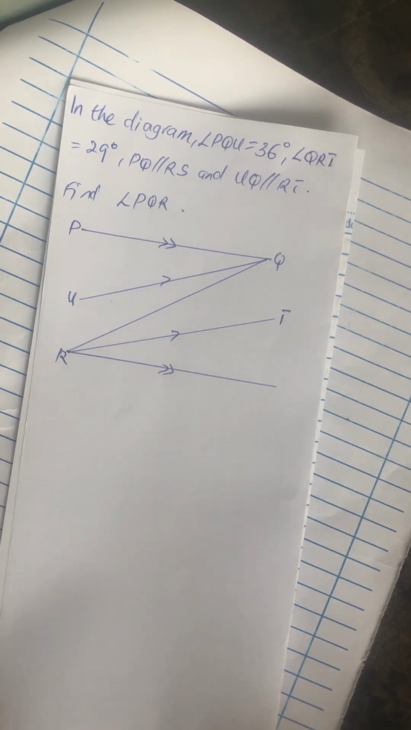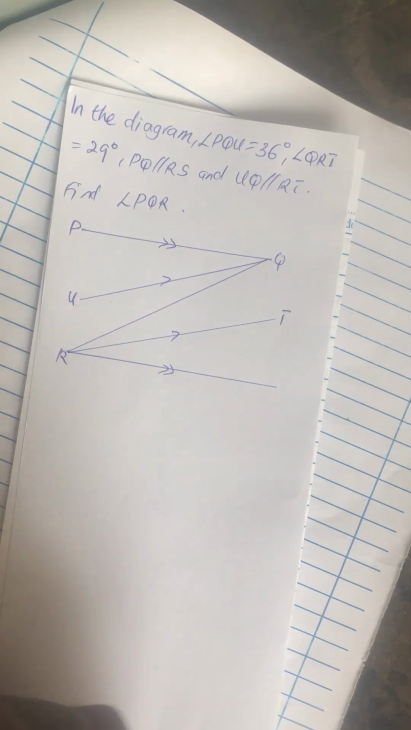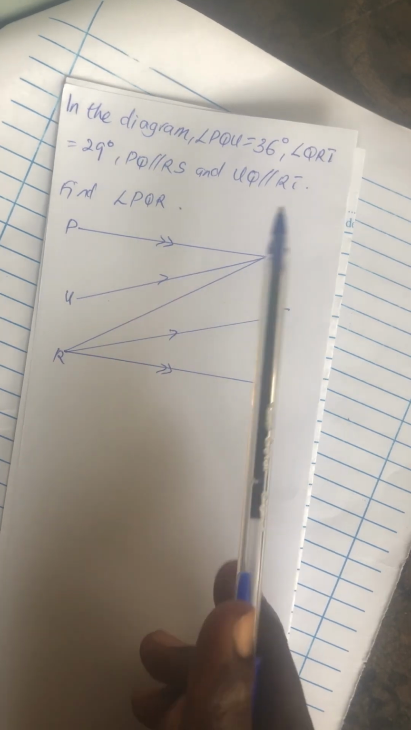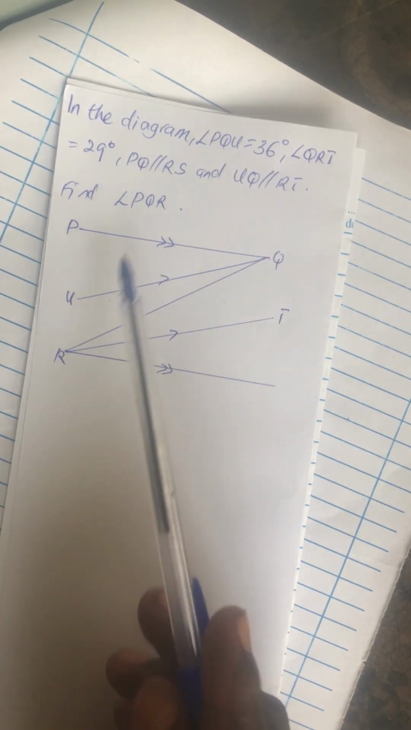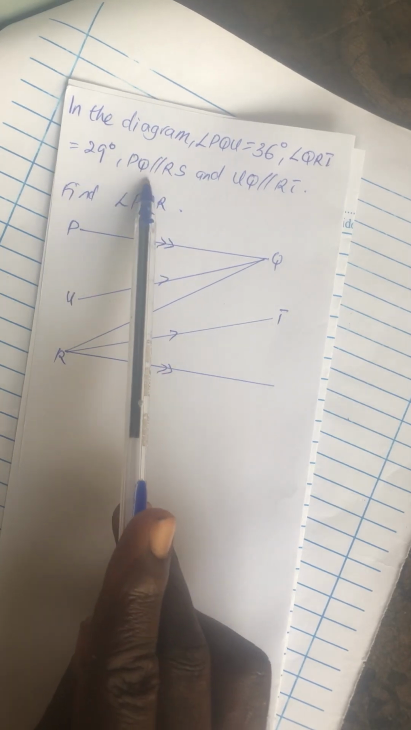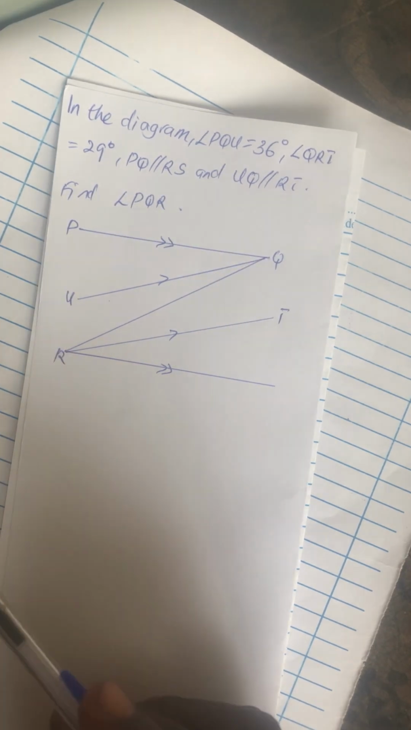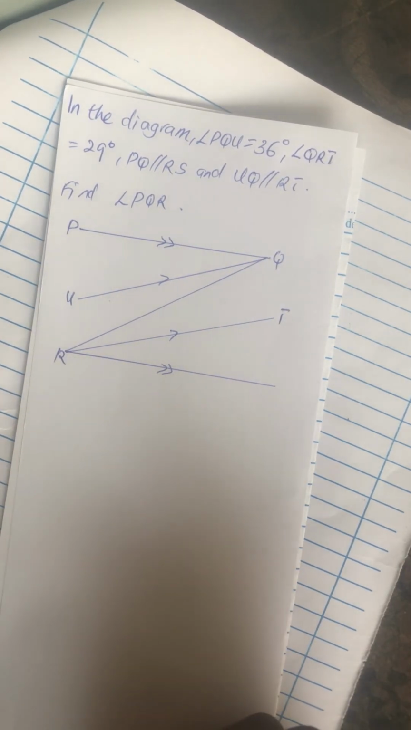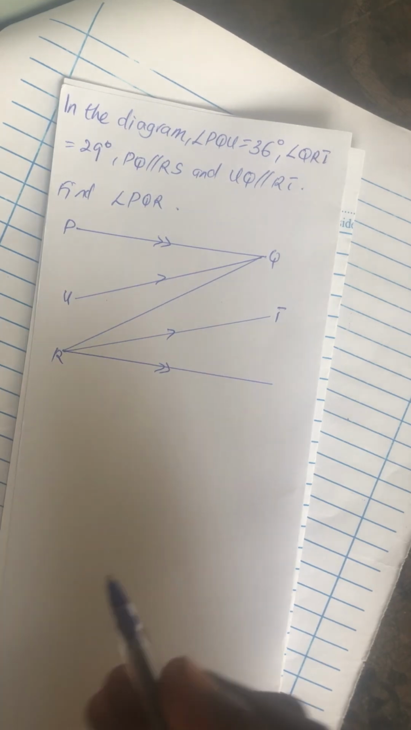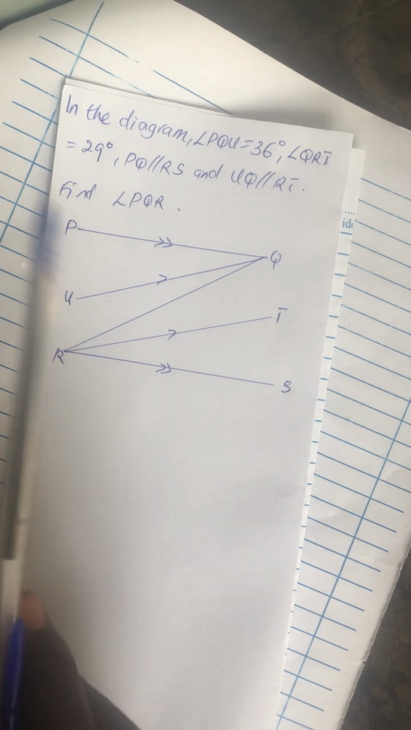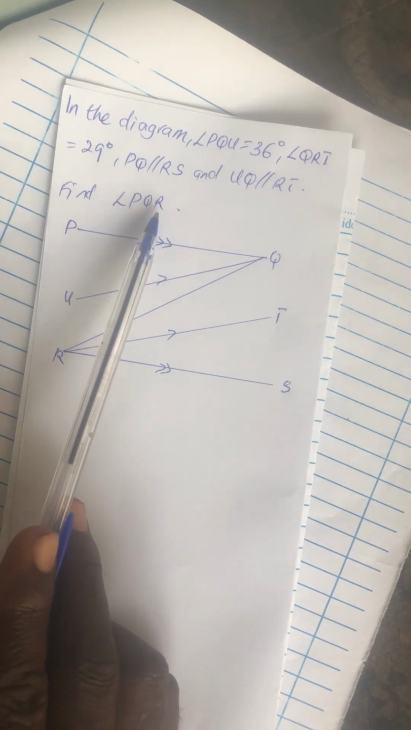There's a simple question here involving angles. We want to take a look at it together. In the diagram, PQU equals 36 degrees, QRT equals 29 degrees, PQ is parallel to RS, and UQ is parallel to RT. So we want to find angle PQR.